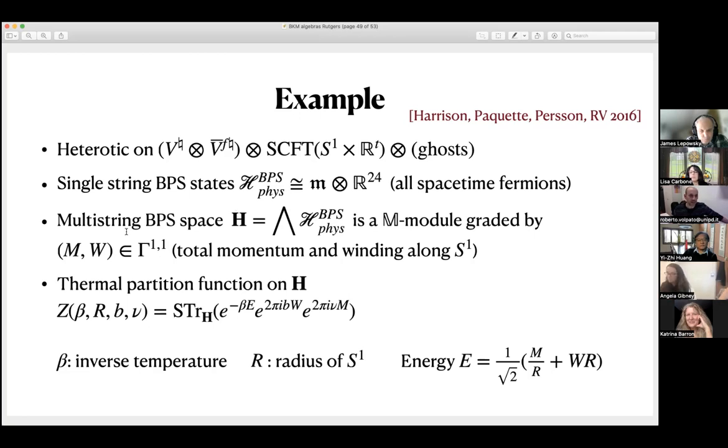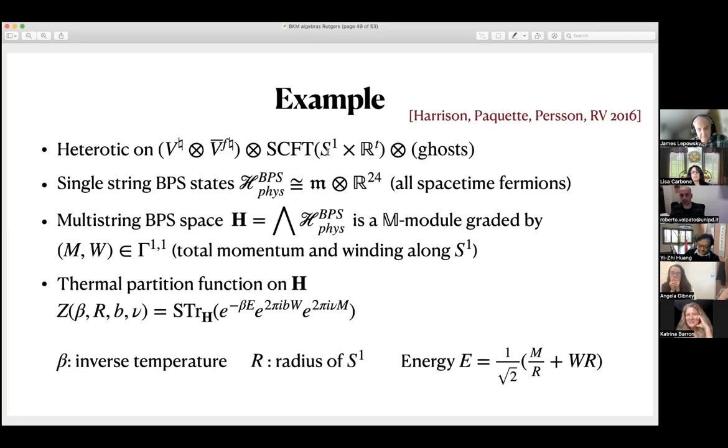So you would think that there is no grading because I eliminated the Gamma 1,1 vertex algebra in this case, but actually there is still a grading by the same lattice. And where does the grading come from in this case? So this is a bit different. The grading comes from the fact that strings can carry quantized momentum along S^1, which is the compact direction, and can also wind around S^1 an integer number of times. And there is a natural pairing between momentum and winding, so that momentum and winding really take values in this even unimodular lattice with signature (1,1).